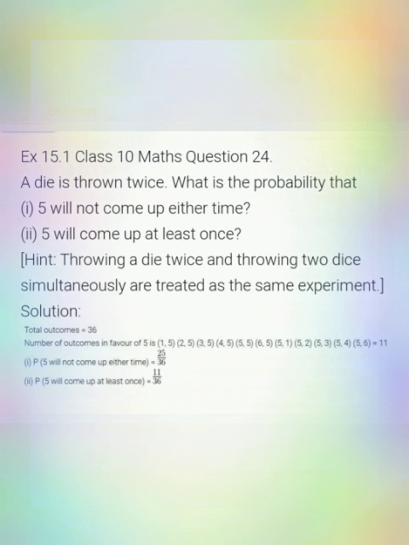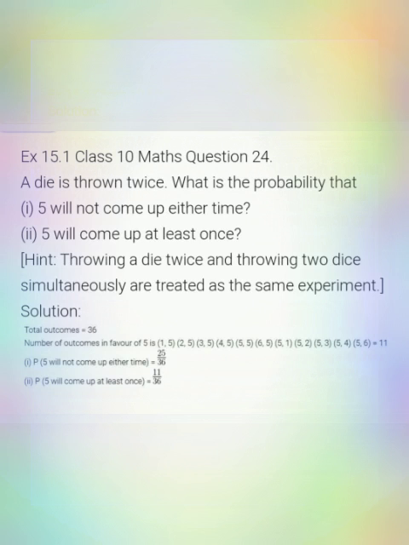So shall we list down the outcomes that favor number 5? Yes, please recall: 1,5; 2,5; 3,5; 4,5; 5,5; 6,5. Then 5,1; 5,2; 5,3; 5,4. And 5,5 again you should not repeat. Already we have mentioned it, so we have to exclude that. And 5,6. So 6 plus 5, there are totally 11 outcomes.